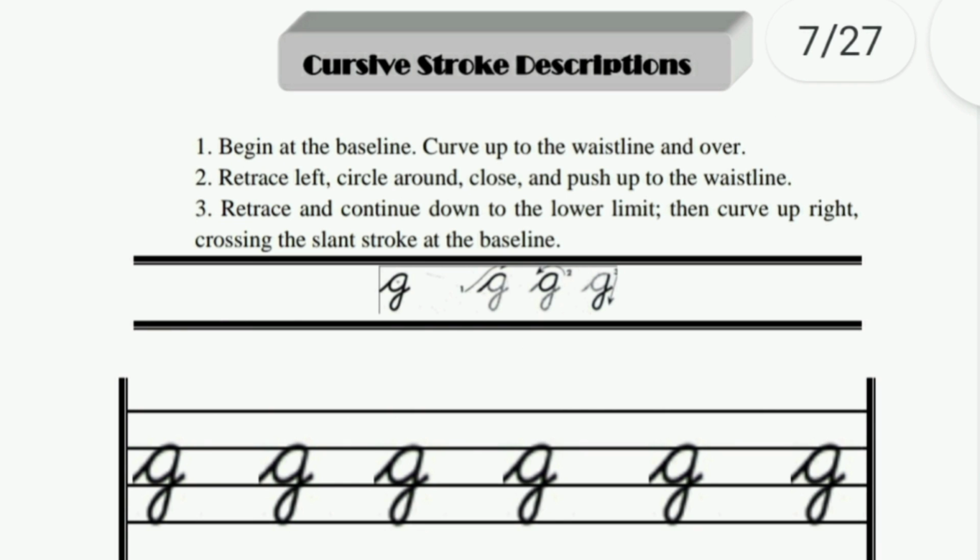Begin at the baseline. Curve up to the waistline and over. Retrace left, circle around, close and push up to the waistline. Retrace and continue down to the lower limit, then curve up right, crossing the slant stroke at the baseline.